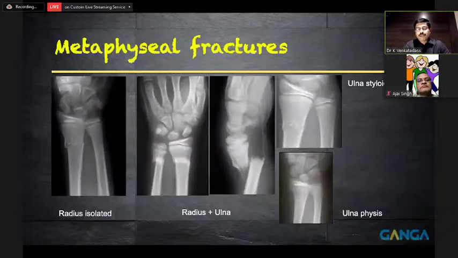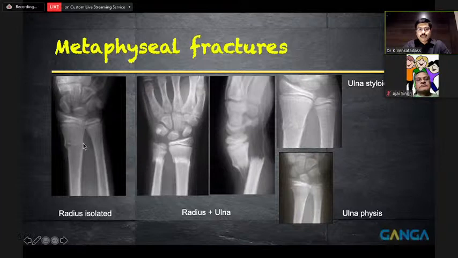And again, in complete fractures, you can have a length maintained or a bayonet opposition. So these are the various types of metaphyseal fractures. This is an isolated radius fracture, a kind of torus fracture. Here you have a radius and ulnar combination. Here you can see this ulnar styloid fracture, and here an associated ulnar physis fracture.